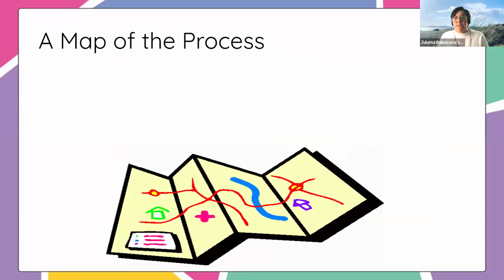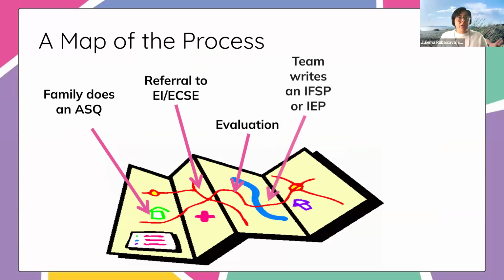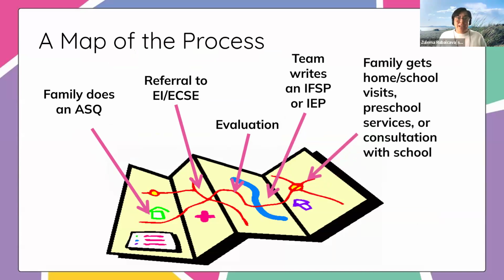So we know the system of early intervention and early childhood special education is long, right? It starts with the ASQ, then goes to the referral, the early interventionist or early childhood special education, they do an evaluation. If they're eligible, great, they have an IFSP or an IEP, and then they start getting services. This process, by the way, can be so complex.